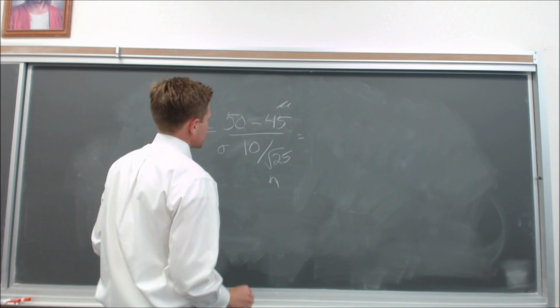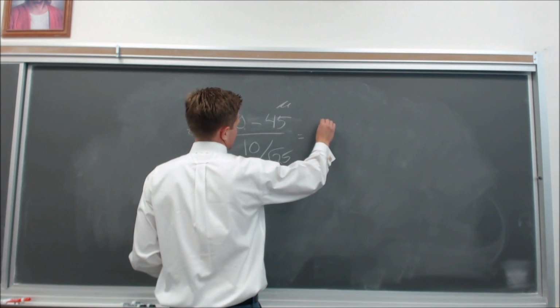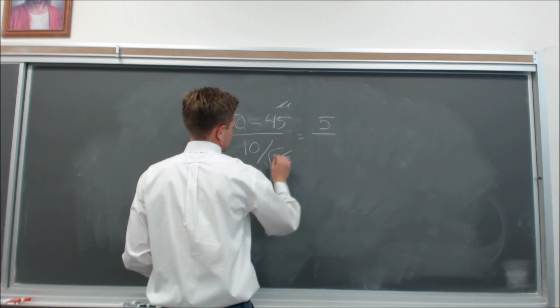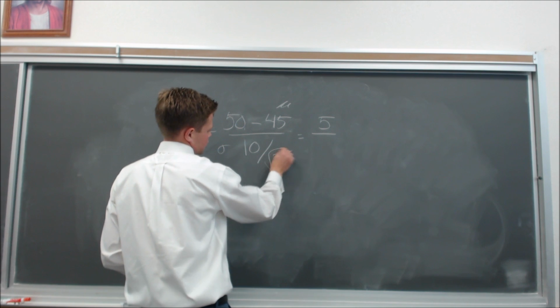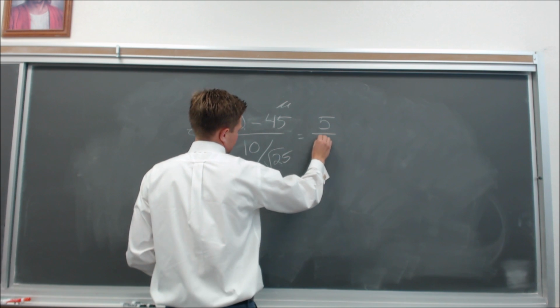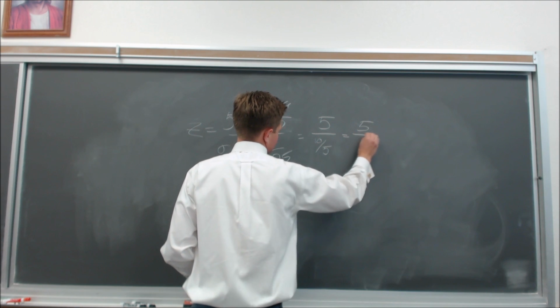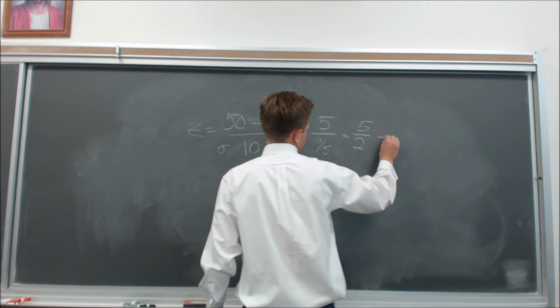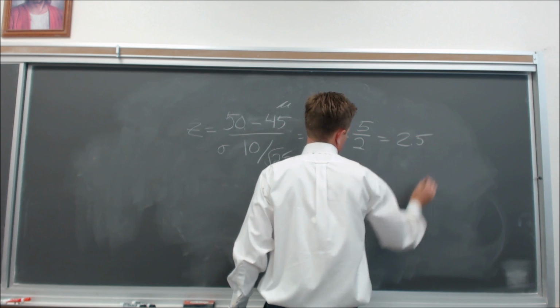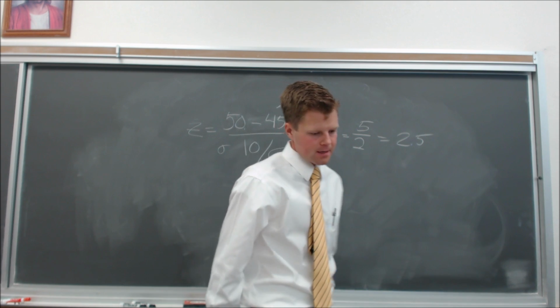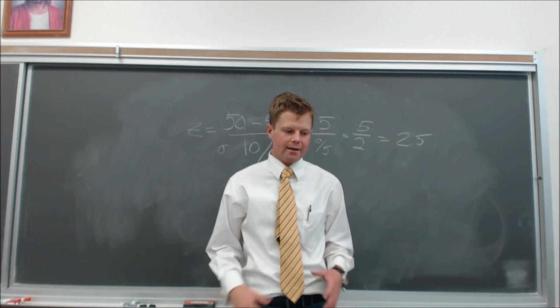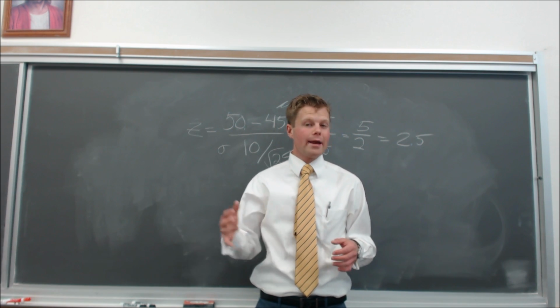minus 45. Okay, and I'll just solve this out real quick. On the numerator, you get 5 divided by 10, and then the square root of 25 is 5, which gives us 5 divided by 2, which is 2.5. Okay, so we're going to take our 2.5, and we want to know greater than.